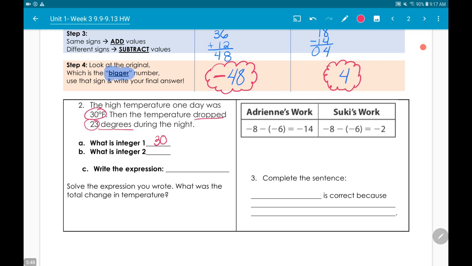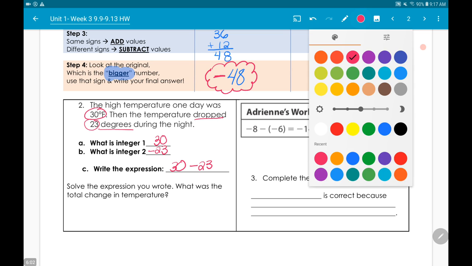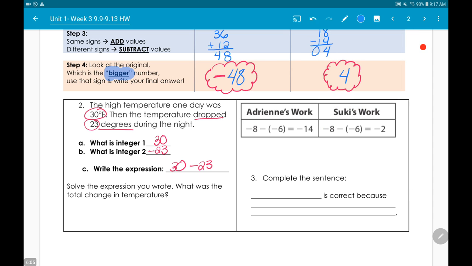All right, then it dropped 23. So what is integer 2? Integer 2 is negative 23. Now we write our expression, 30 take away 23. Now we need to solve what was the total change in temperature. There's no double sign, so I don't have to switch. I notice that this is just an old-fashioned subtraction problem because I have one positive and one subtraction. So I get 7. And this was positive, our bigger number, so it's positive. So it changed 7 degrees.